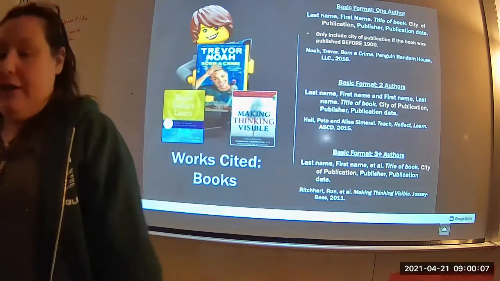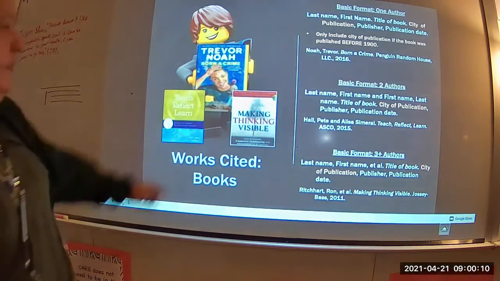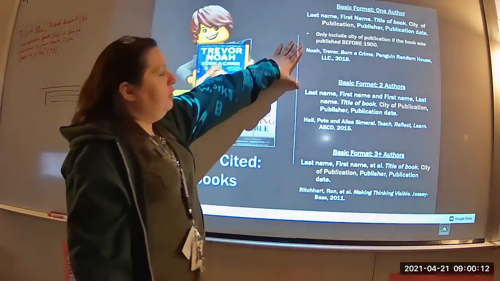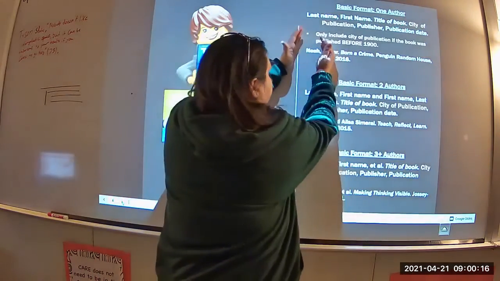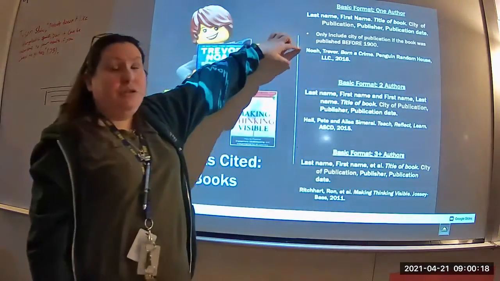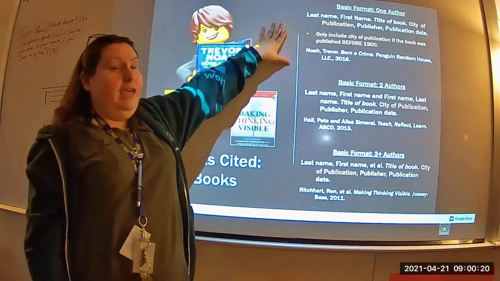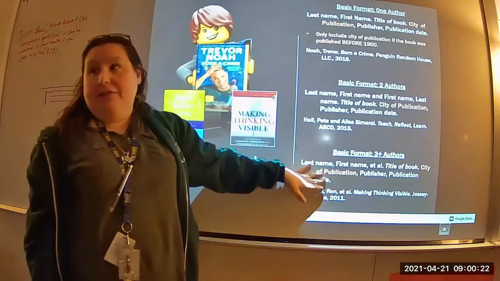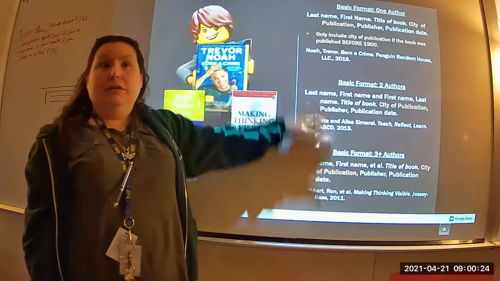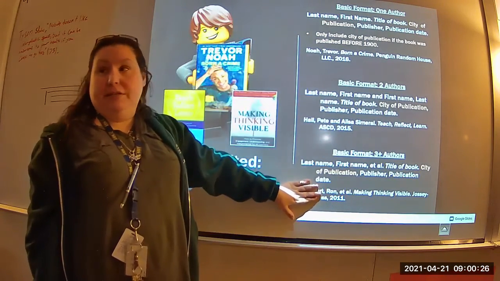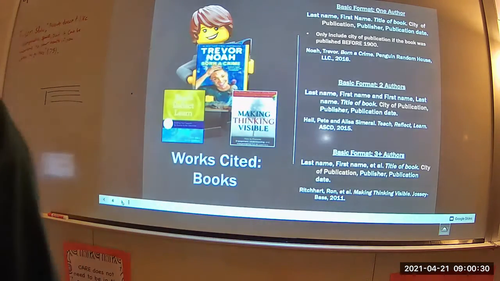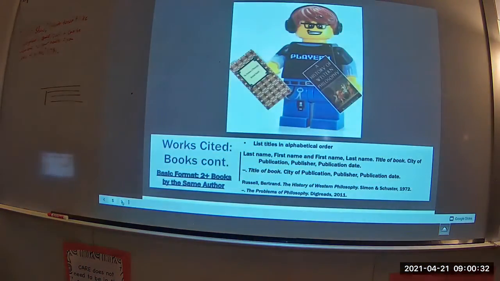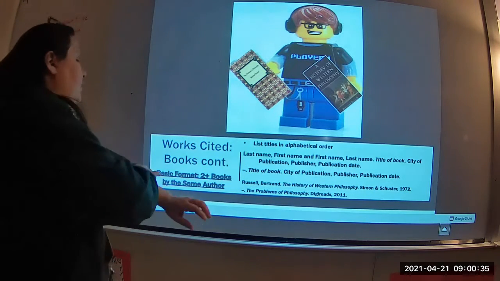Okay. Now notice that a lot of these are going to reflect your citations, right? So we had Noah and then we had the page number. Well, then I should be able to go automatically from any citation to the works cited and find its corresponding citation. Make sense? Okay, pretty simple.